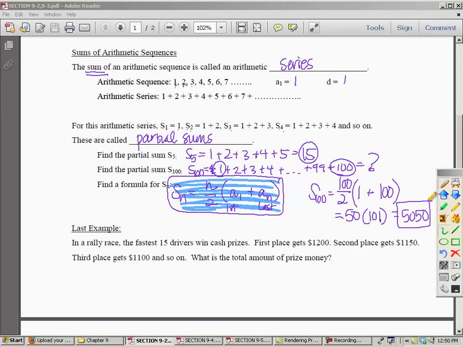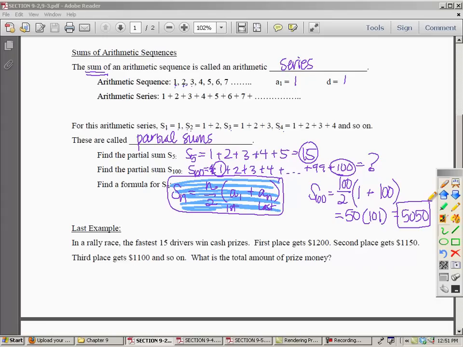Now, most of the time we're not adding up the numbers 1 through 100. We're adding up some sort of series that maybe goes up by 5 or goes down by 7 or, you know, something a little bit more different. But this is, again, the second formula that you want to know. Okay? Let me show you one more so that you get the idea of the sum without it being so easy.